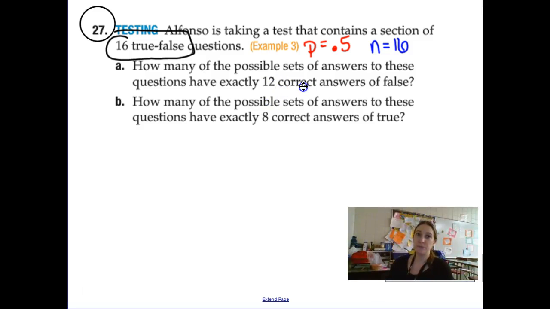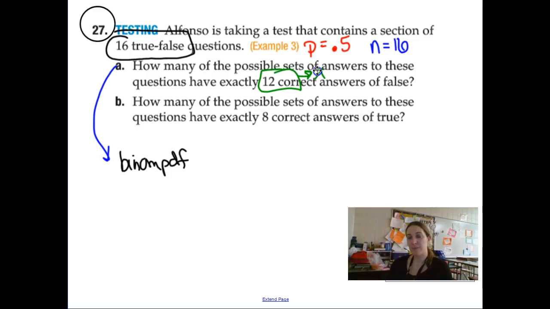So what we're going to do is, this is kind of confusing because we're going to find the probability of it occurring, and then multiply it by how many different ways we can answer this question. It's kind of a weird way to say it. So here's what I'm going to do. First, I'm going to use my binomial PDF, and they want exactly 12 correct answers that are false. Again, 50-50 shot, so it doesn't matter. But 12 would be my X, let's call them successes, if you will.